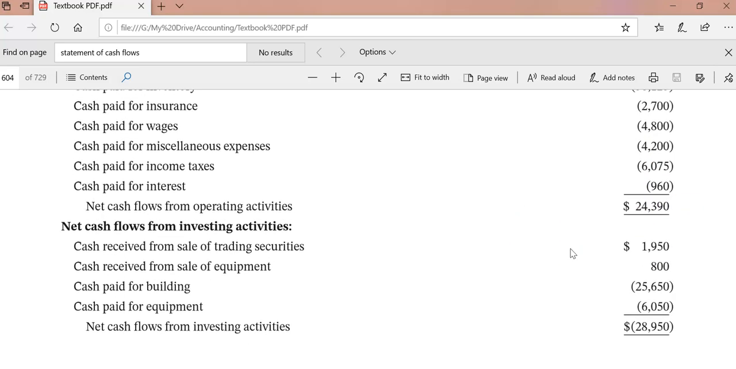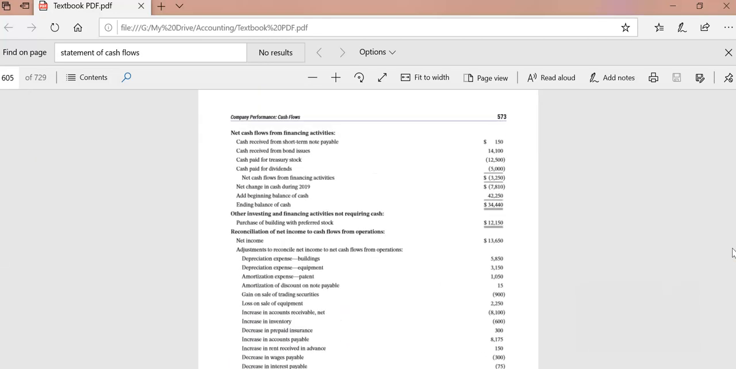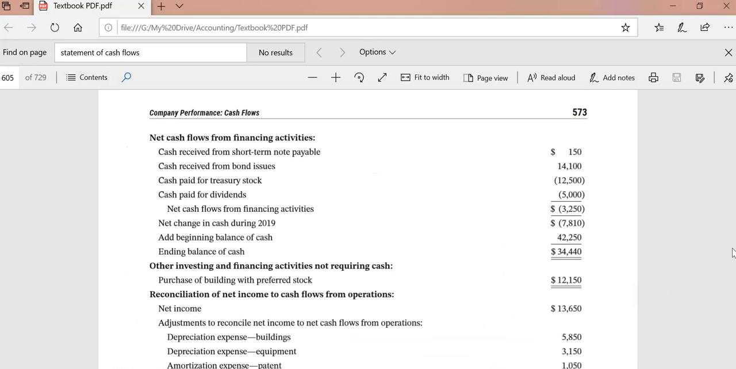Investing, if you look, investing went down. It looks like they bought a building, and so that big amount caused net cash flows from investing to go down. So their operations are doing well. They made a big investment, and so cash went down because of an investment they made. And then the last part is the financing piece of where they're getting money through debt and equity.